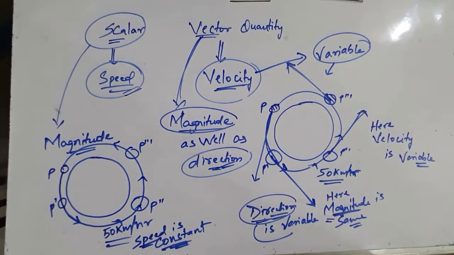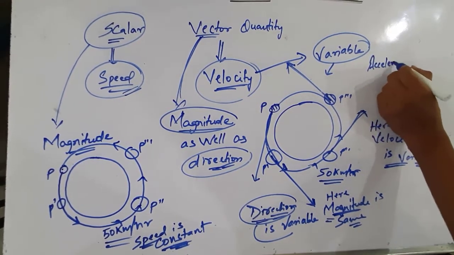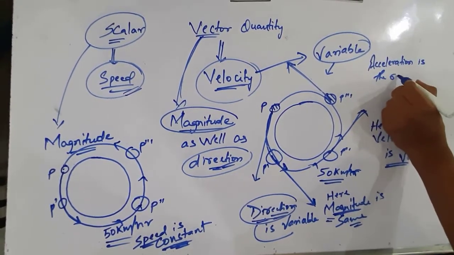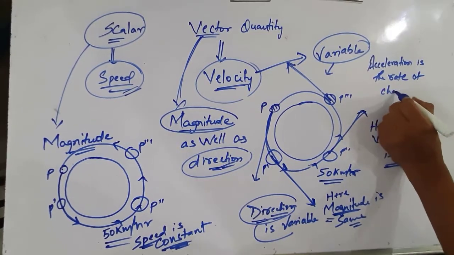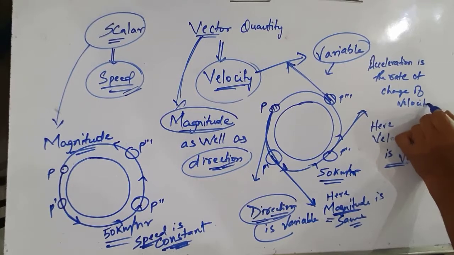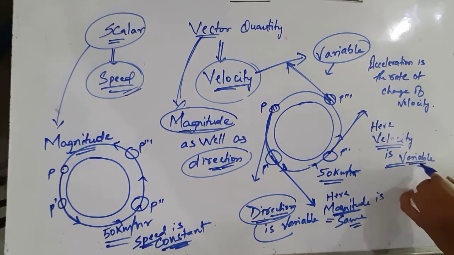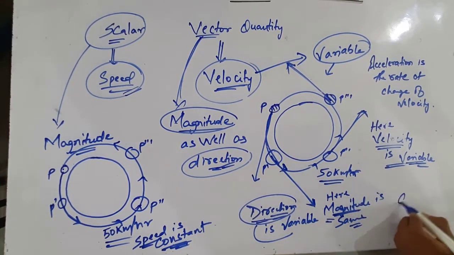And you have learnt in the earlier classes that acceleration is the rate of change of velocity. So here velocity is not constant, it is changing, that is, it is variable. So here we can say that the motion is accelerated.